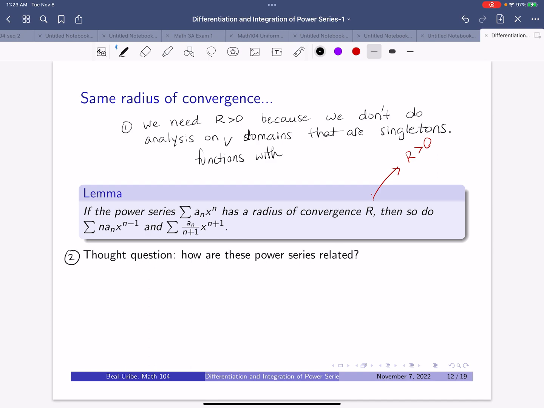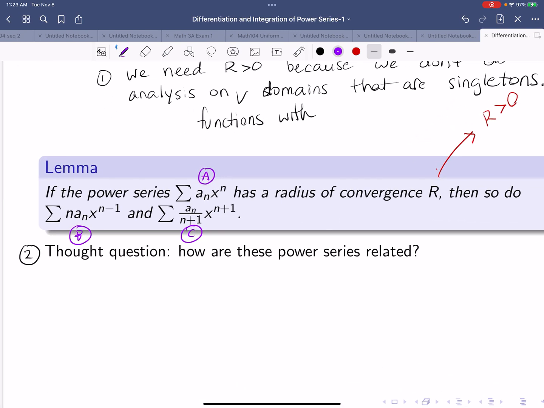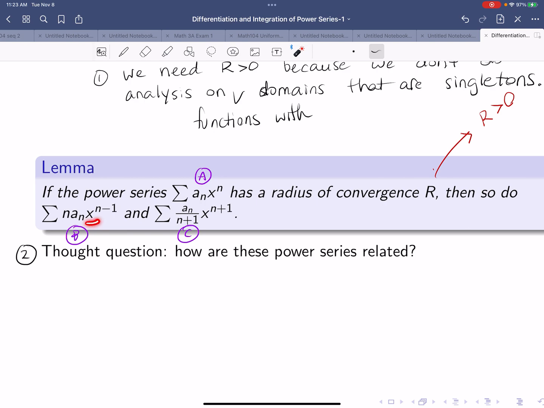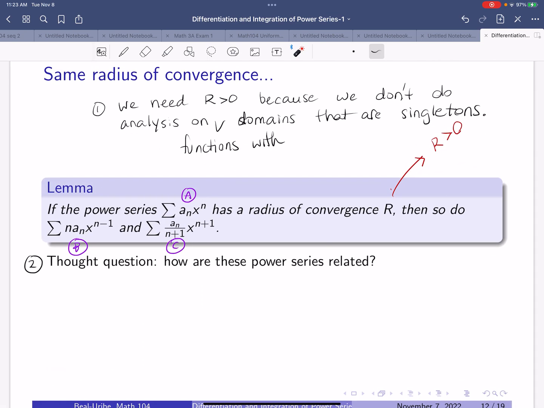It's a thought question. How are these three power series related? So A is our beginning power series, B is our second power series, and C is a third power series. Why am I saying B and C are power series? Well, they're power series because this is now the coefficient, right? So the coefficient looks a little different, but you still have coefficient times a monomial. That's a power series, and the same thing here, right? So A, B, and C, we're saying will have the same radius of convergence when r is greater than 0.